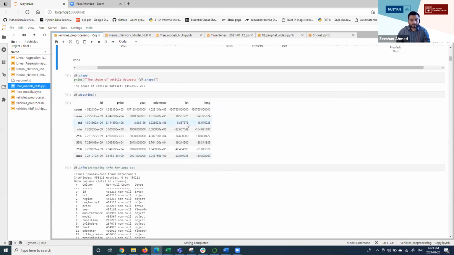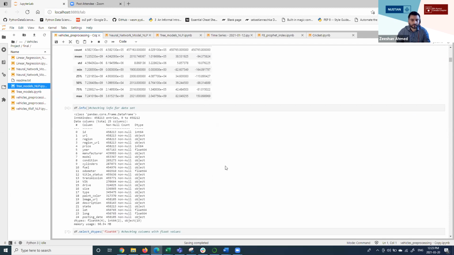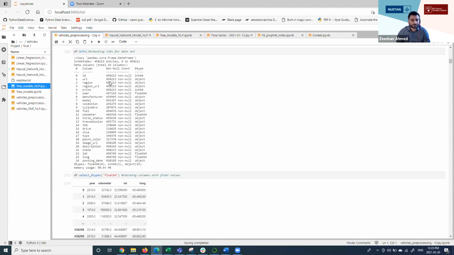The numerical columns were literally 1, 2, 3, 4, 5, 6. And in these 6 columns, I would be using price, year, and odometer when I would be doing my modeling. I would be converting all of my other non-numeric columns to numerics afterwards. So the object columns are all non-numeric.